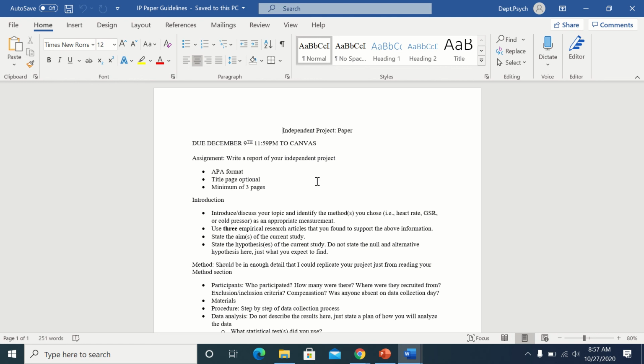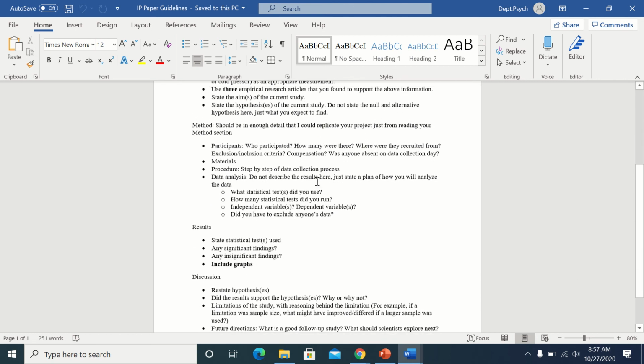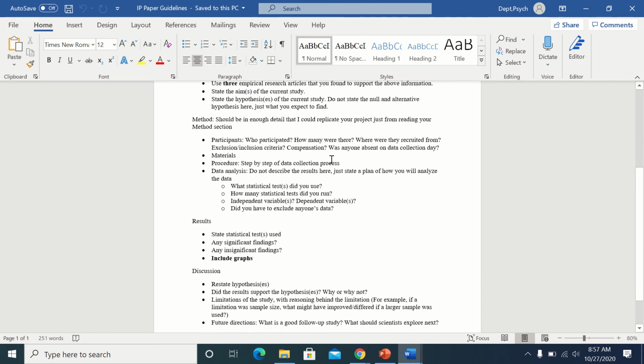In this time, you're going to pick 3 empirical research articles that you found to support the above information. So in the past, we've only included 1 paper, but this time you're including 3. So we are going to go over that together in the next class, so not today. So we're going to make sure that you actually can find 3 research articles to support your claims before we start data collection.